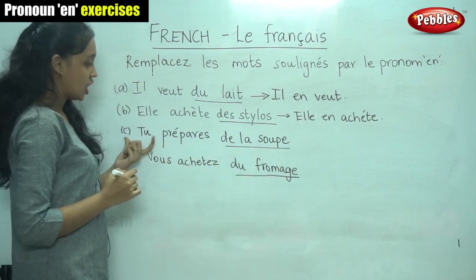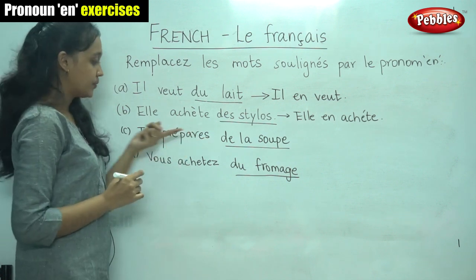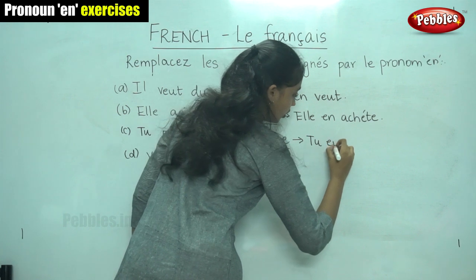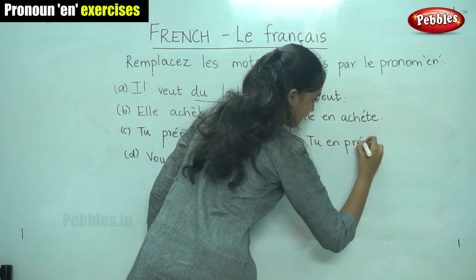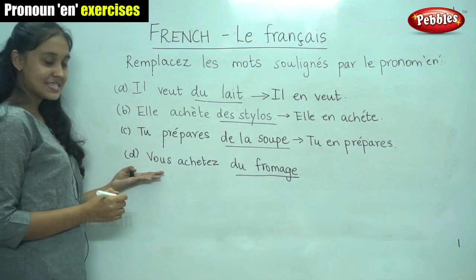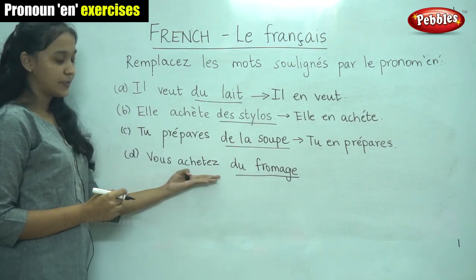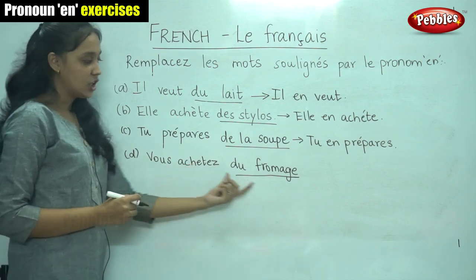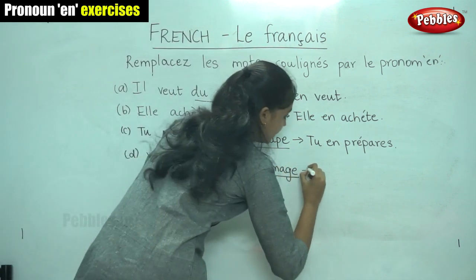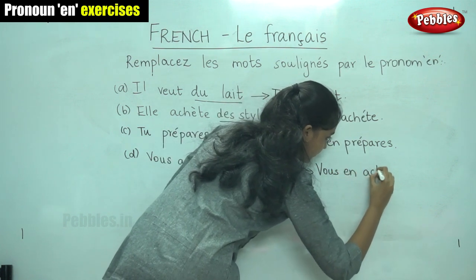The third sentence, tu prépares. Now here, the verb is préparer. So, we use en before préparer. Tu en prépares. So, let us do the last sentence. Vous achetez du fromage. Now, the verb here is acheter and the words to be replaced are du fromage. So, we write vous en achetez.